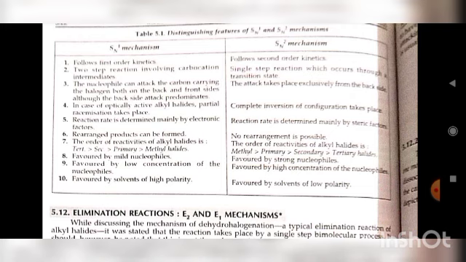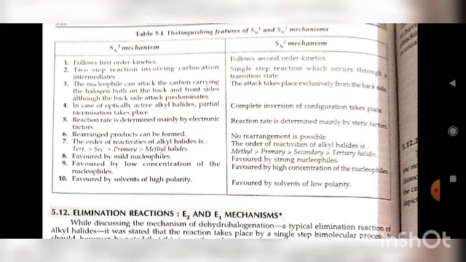SN1: the nucleophile can attack the carbon carrying the halogen from the back and front side, although the back side attack is predominant. SN2: the attack takes place exclusively from the back side. SN1: in case of optically active alkyl halide, partial racemization takes place. SN2: complete inversion of configuration takes place. SN1: the reaction rate is determined mainly by electronic factors. SN2: the reaction rate is determined mainly by steric factors.